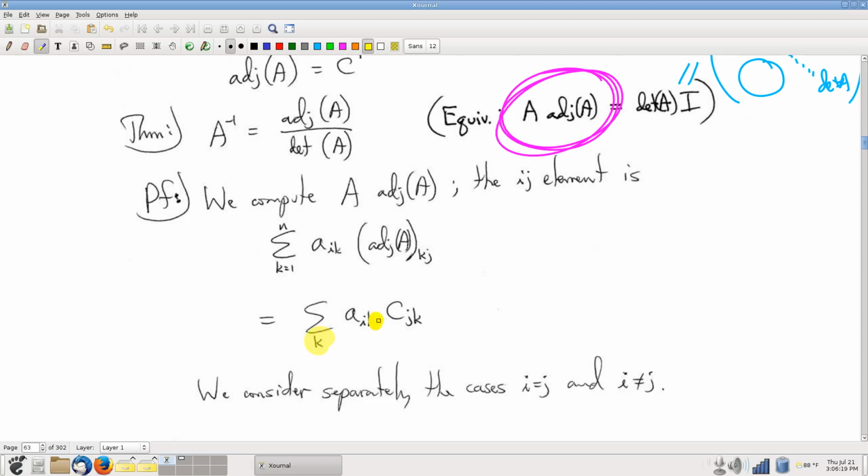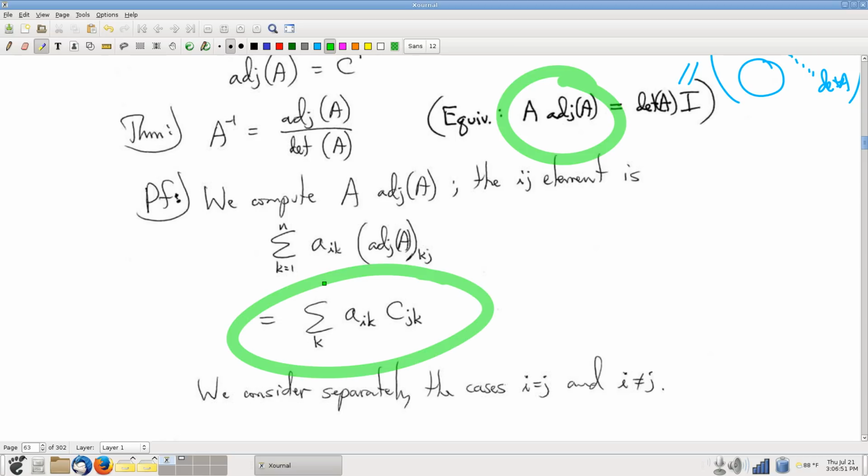K is ranging over the values from 1 to n, and that means that we have the ith row of the A matrix dot the jth row of the cofactor matrix. So what we have here is a dot product of two rows, a row of A and a row of C.